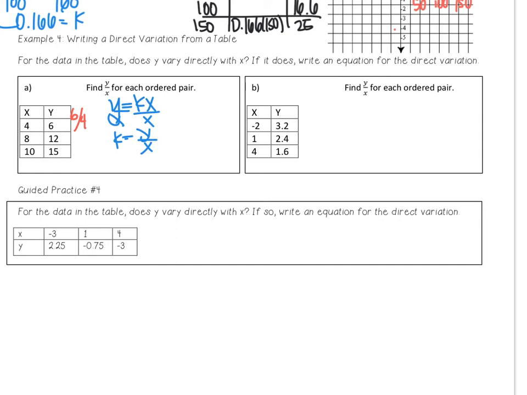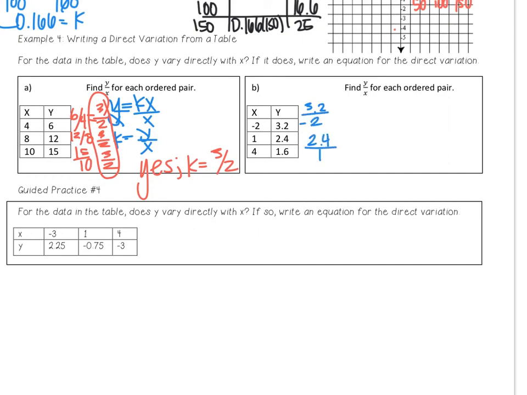So for the first one, that's going to be 6 over 4. For the second one, that's going to be 12 over 8. For the third point, that's 15 over 10. And then if you reduce those, you get 3 halves, 3 halves, and 3 halves. So because it's the same every time, the answer here is yes, and we're going to say k equals 3 halves. For B, we're going to do 3.2 divided by negative 2, 2.4 divided by 1, 1.6 divided by 4.